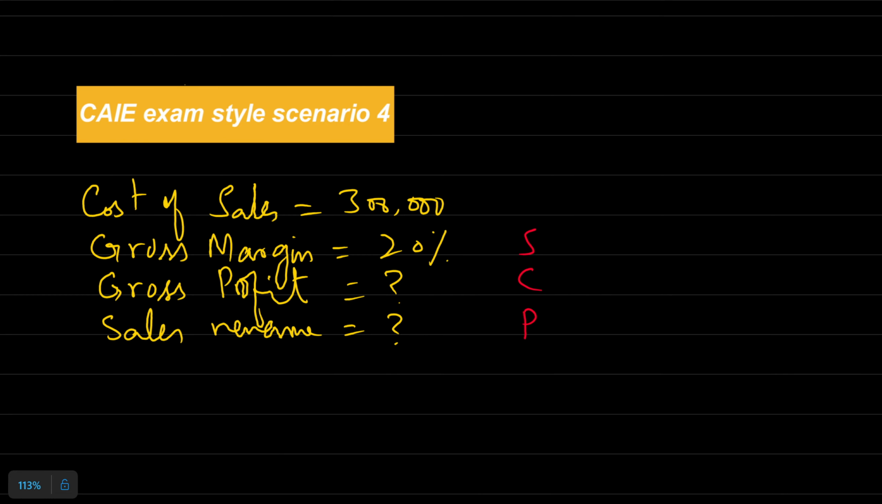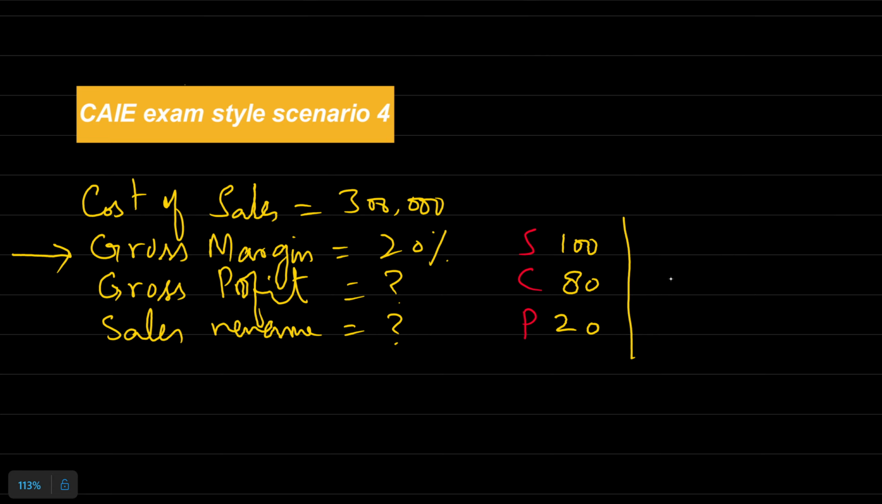Now let us move to the next question. In this question, students, we are given gross margin. Gross margin is 20%. So the profit is 20, gross margin is applied on sales revenue. So in this situation, sales will be 100. Now students, if sales is 100 and profit is 20, the cost will be 80.